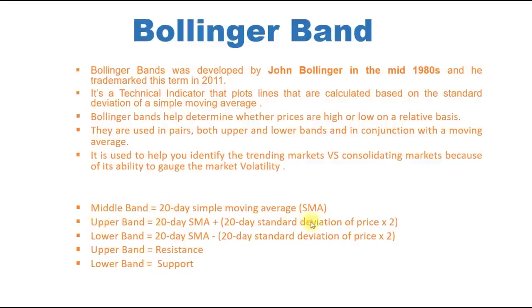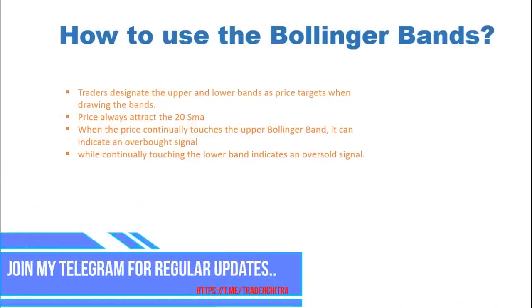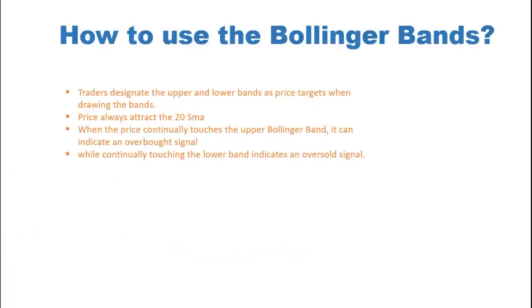You don't need to learn the calculation, okay? You just need to understand how to use the Bollinger Band. Upper Bollinger Band equals resistance and lower Bollinger Band is the support. Now we can see how to use the Bollinger Bands. Traders designate the upper and lower Bollinger Band as price targets when drawing the bands. So upper band is the resistance and lower band is the support.